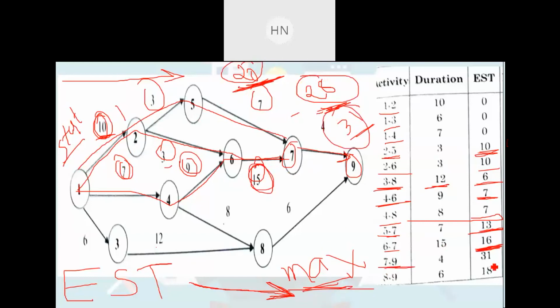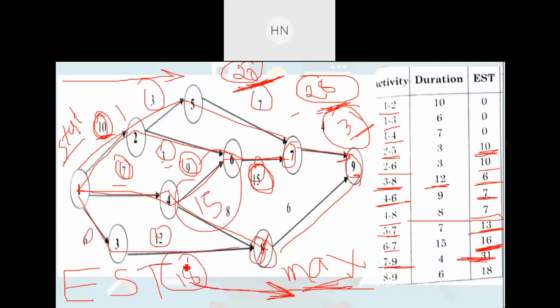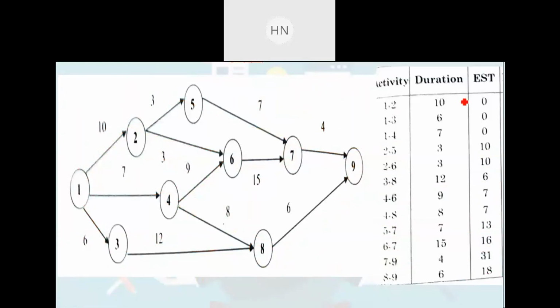So we need to consider the maximum value, that is 31. So for 7 to 9 activity the earliest starting time will be 31, right? And the last is about 8 to 9. So for that we are having two options, that is 1 4 8, that is 7 plus 8, one option is 15, another is 1 3 8. So here 12 plus 6, that is 18. So here we will be considering maximum value, 15 और 18 में से maximum है 18, so this is 18. So in this manner you can get the earliest starting time for each activity.